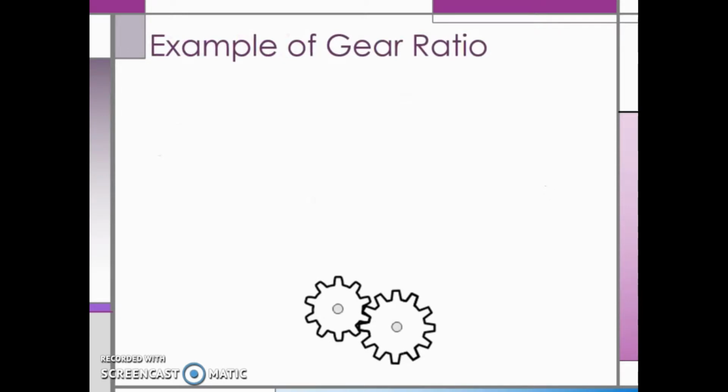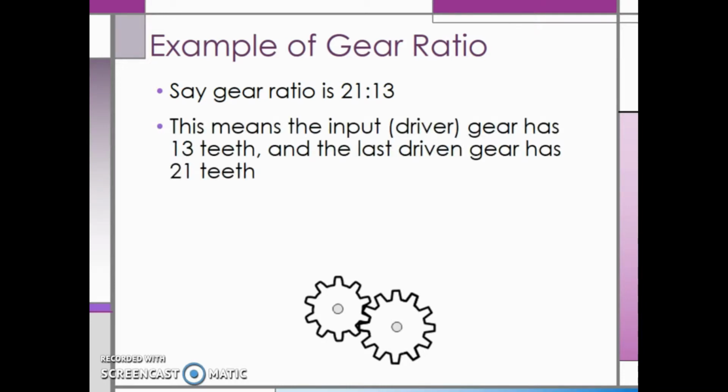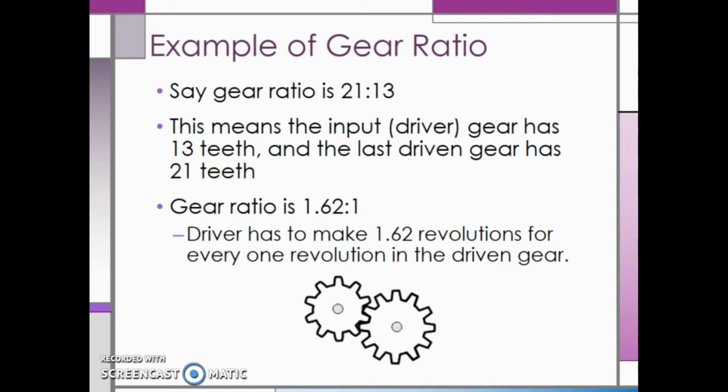As an example, if the gear ratio is 21:13, this means that the input gear has 13 teeth and the last driven gear has 21 teeth. Then the ratio is 1.62 to 1, so the driver has to make 1.62 revolutions for every 1 revolution in the driven gear.